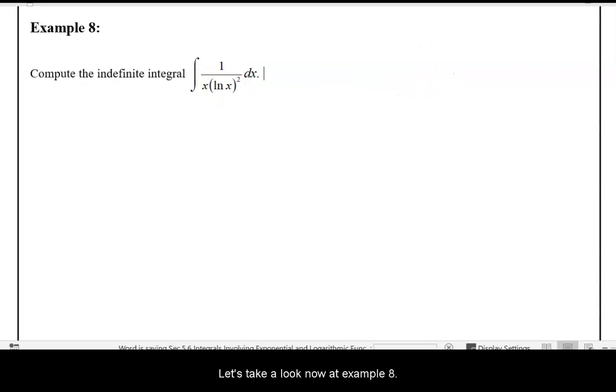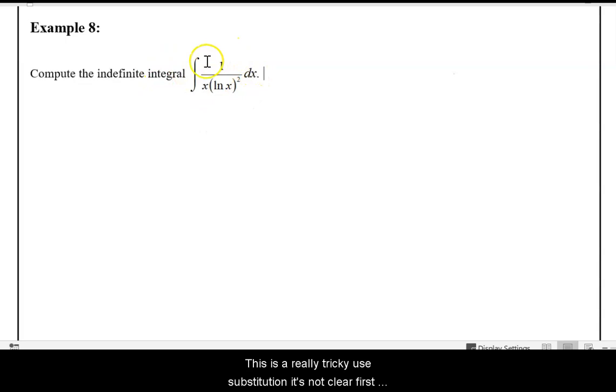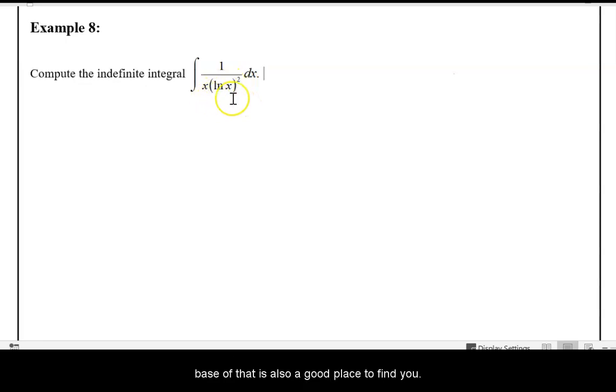Let's take a look now at example 8. This is a really tricky u substitution. It's not clear at first what's the best choice of u. You do have several good places to look for u. You have the denominator, which is a good place for u. You also have something being raised to a power. The base of that is also a good place to find u.